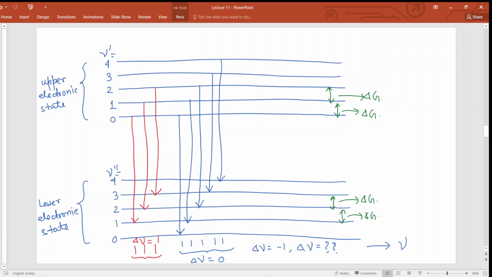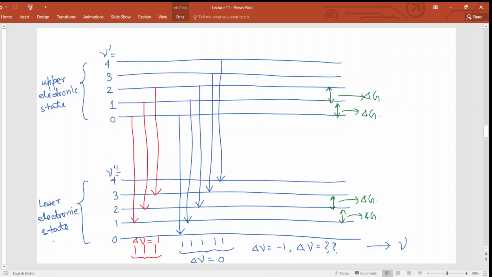So if we just try to look at this simplistically, then we can have two different cases of energy levels. There is an upper electronic state band and a lower electronic state band. The upper electronic state band is characterized by the quantum number nu prime. Here we are writing down different energy levels corresponding to nu prime values of 0, 1, 2, 3, etc.